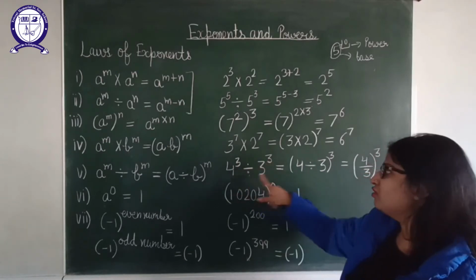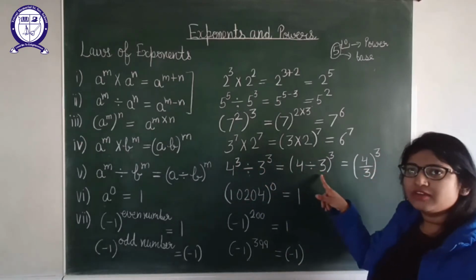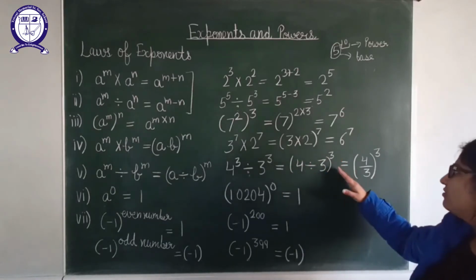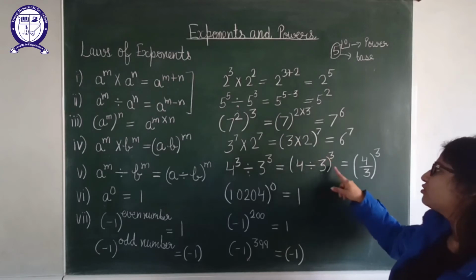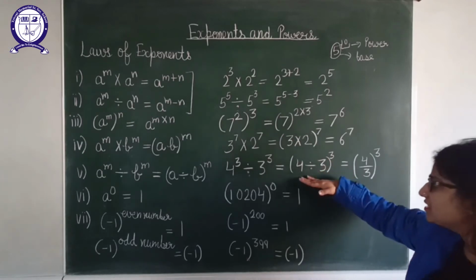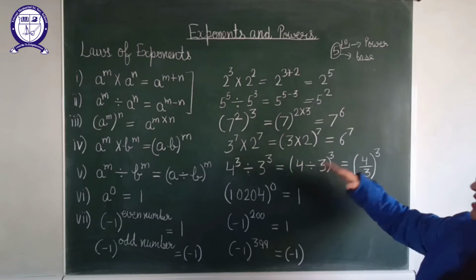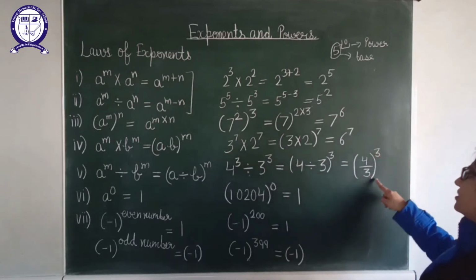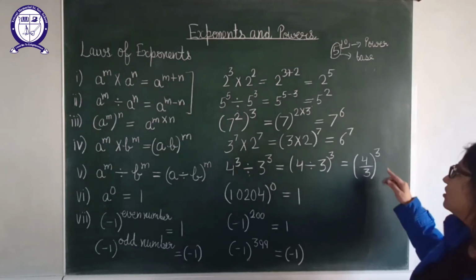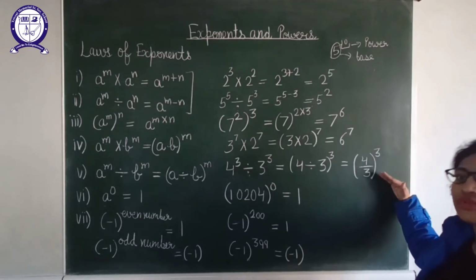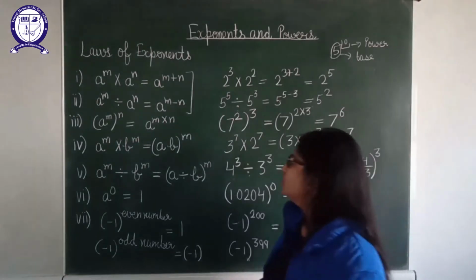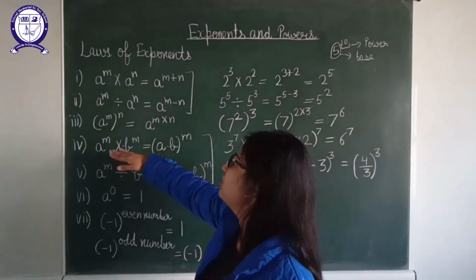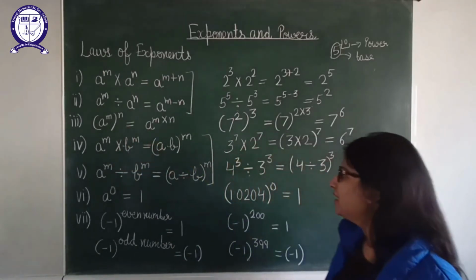As they are in division, so you will divide the bases 4 divided by 3 and you will write down the power as 3. So it will be equals to 4 divided by 3 raised to the power 3, and as it is in the case of division, so you can write it down in the form of a fraction also. So it will be 4 by 3 and whole raised to the power 3. Like this, in this form also you can write it down. So this was the case when the bases were different but powers were same, right?